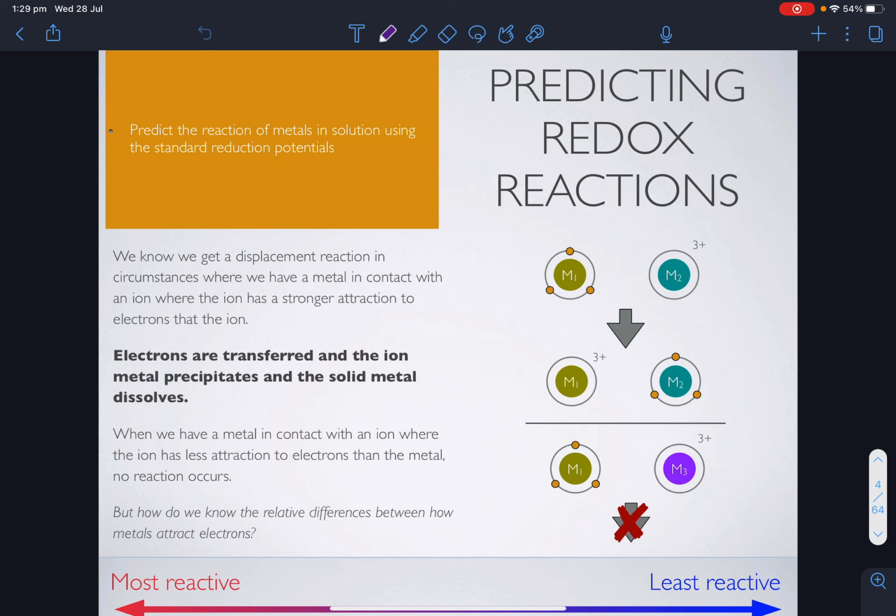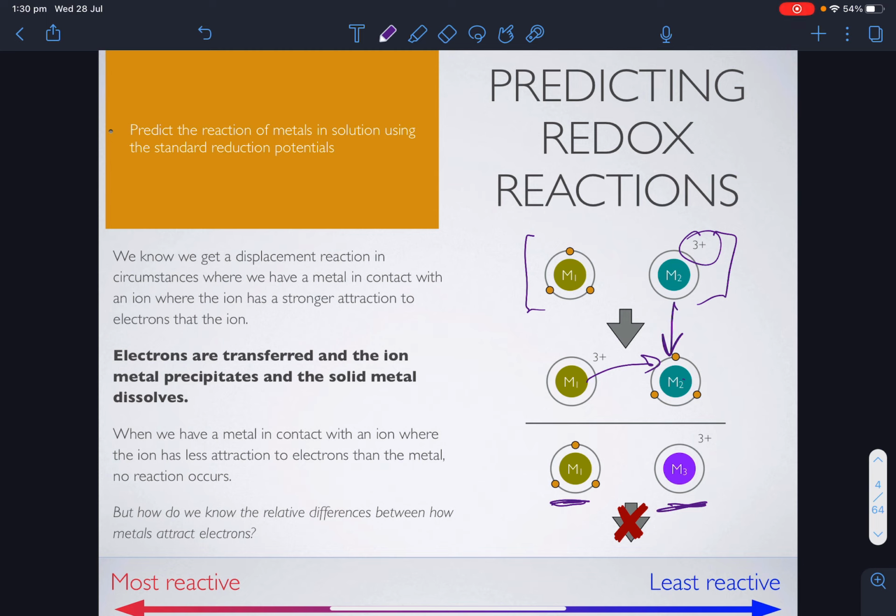I'm contrasting it here with another metal, metal 3. Metal 3 is an ion. Metal 1 has these valence electrons, but metal 3 doesn't have a strong enough attraction to attract them away. So metal 1 is more stable than metal 3, or metal 3 is more reactive, so it stays as its ions. Okay, so electrons are transferred, and then the ion metal, like our metal 2, precipitates out as a solid metal, whereas this metal 1 dissolves into the solution.